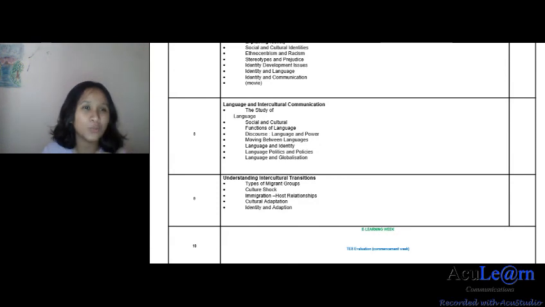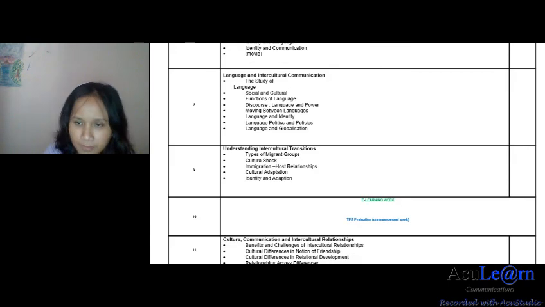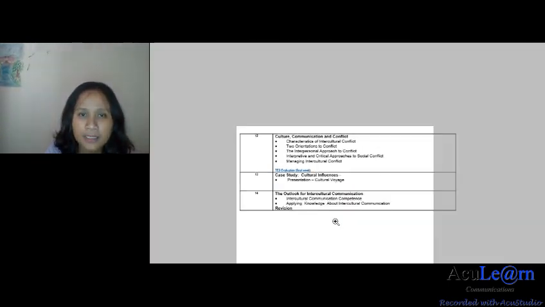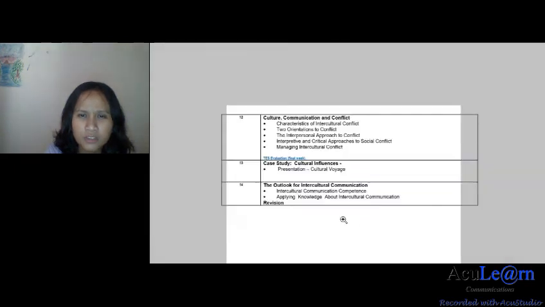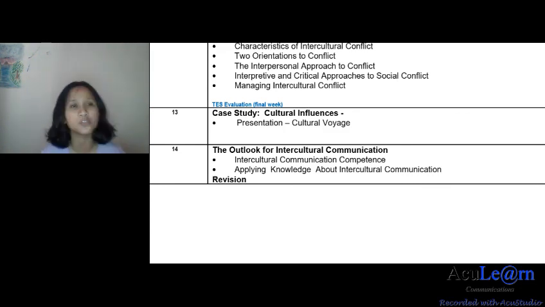Week 10, we have the Raya week. We will learn something there. I'll have something for you to do. Week 11, culture and communication in cultural relationships. And the last one, we have culture, communication, conflict. We have a case study and the outlook for intercultural communication. And the submission of the final piece will be in study week via Times as well.